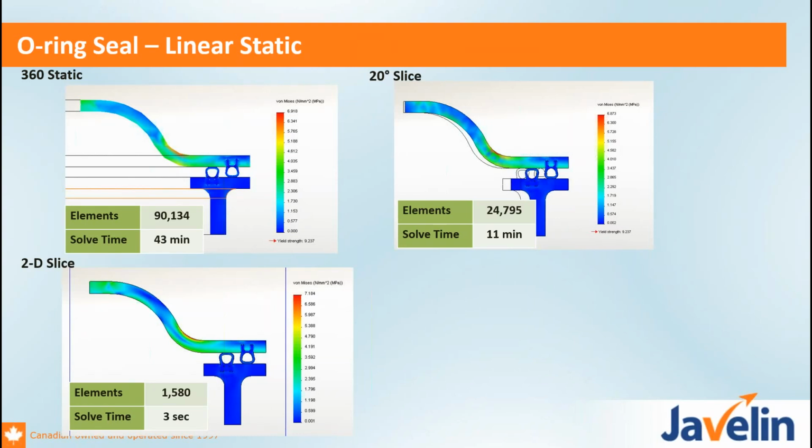If we cut down to a 20-degree slice of that model, we'd solve in about 11 minutes. And if we cut down to a 2D slice, 3 seconds. So that's where the time saving comes in. And of course, with all of these, you will expect to see very similar stresses between your full model, the slice, and the 2D slice. So massive time savings. And that's just for a linear study.